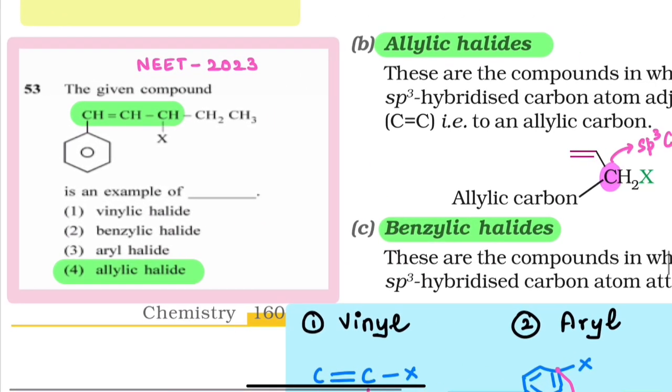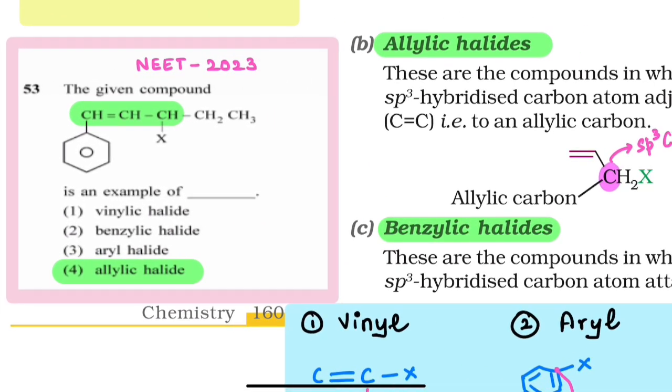So let us solve the NEET 2023 question. The given compound, so this is the compound which is given, is an example of, four options are given: vinyl, benzyl, aryl, allylic. So we will see halogen is attached to which type of carbon atom. Halogen is attached to an sp3 carbon. How do you know that this is an sp3 carbon? If a single bond is present everywhere, see here, this carbon has single bond, single bond, single bond and single bond. So if single bonds are present, then this is an sp3 carbon.